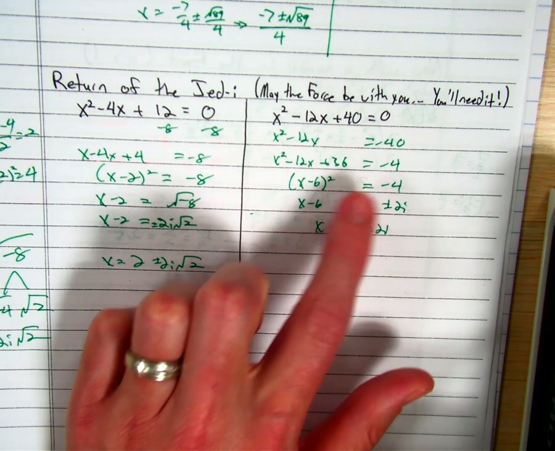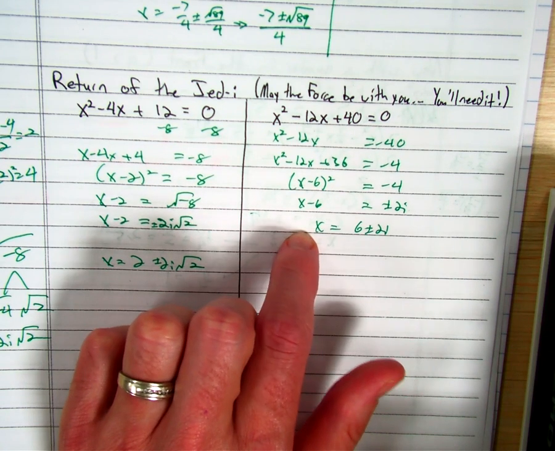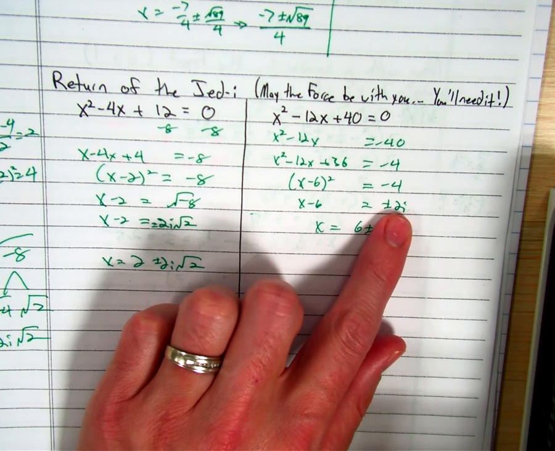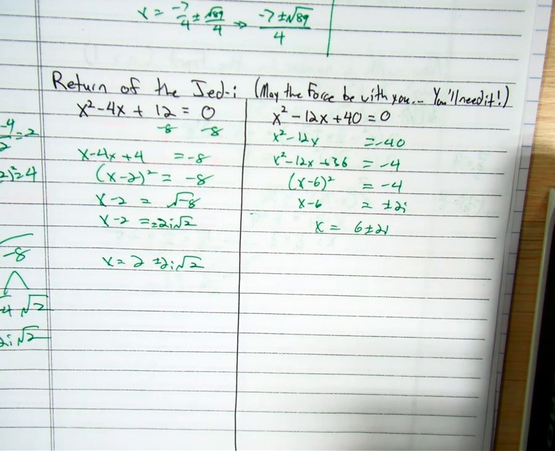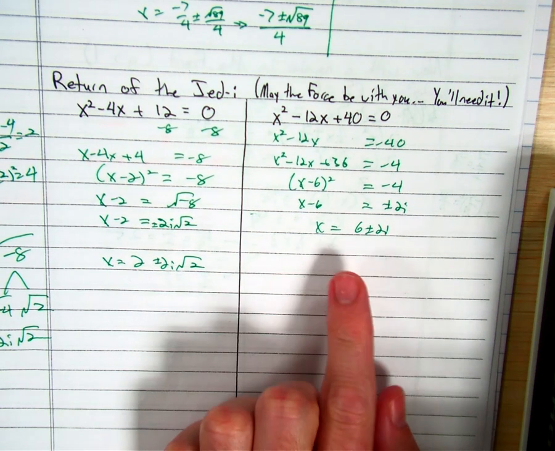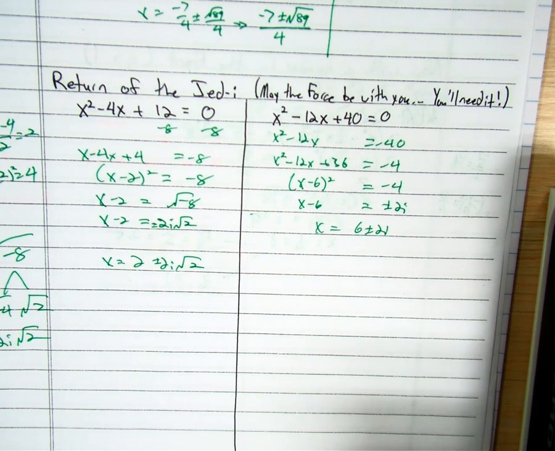Now I can square root. Okay, we got x minus 6, and this actually came out nice. Plus minus 2i. Now I add the 6 over. Don't put those together. They're not the same. One's a real number, one's imaginary. 6 plus minus 2i. The end.